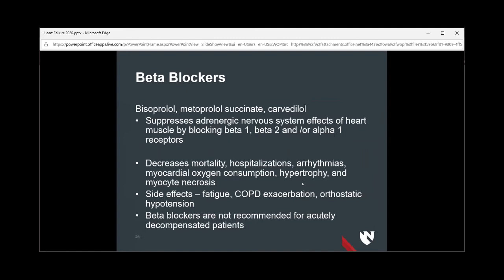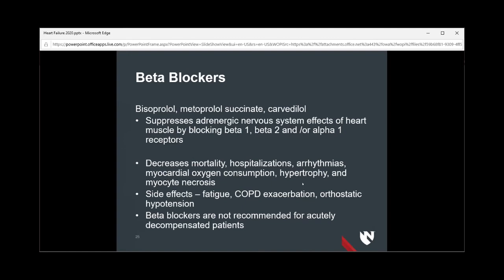Beta blockers are your other class of medications that are used in all patients. The three medications that have been studied in HFrEF and found to be superior are bisoprolol, metoprolol succinate, which is either Toprol XL or Toprol ER, or carvedilol. These suppress the adrenergic nervous system, and they work on beta receptors in the heart, thereby decreasing heart rate and lowering blood pressure. This allows for more filling time in between each cardiac cycle.